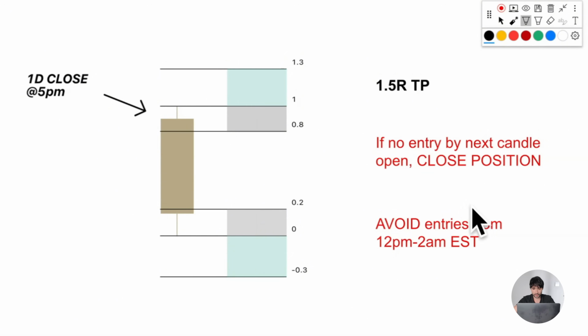And of course, like mentioned earlier, we do want to avoid certain hours, and that is going to be 12 p.m. to 2 a.m. EST. And of course, 12 p.m. is going to be the dead half of New York session, where all the institutions are taking lunch breaks or they're pretty much done with their trading for the day, all the way up until Asian session. And of course, as we know, the liquidity in Asia is pretty low, so we want to be avoiding the dead half of New York and Asian session.